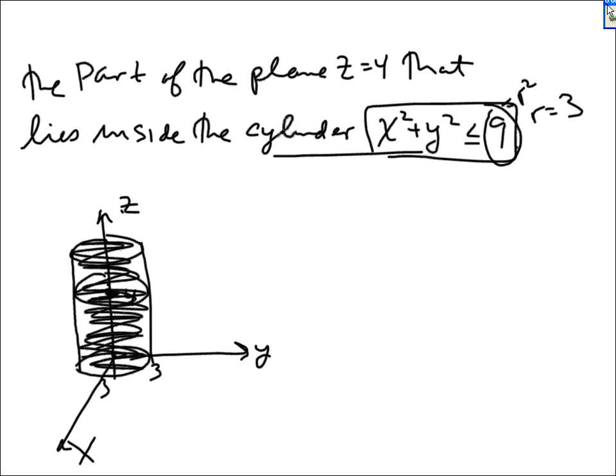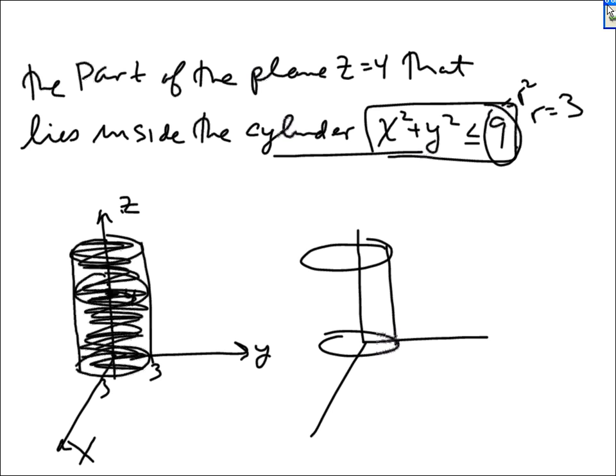Okay, so now, what happens at z equals 4? At z equals 4, you just get a circle. That's x squared plus y squared equals 9. You want it to be less than or equal to 9. It's just a circle, exactly like you would see on the floor, but raised up 4 units. So we want to describe this.